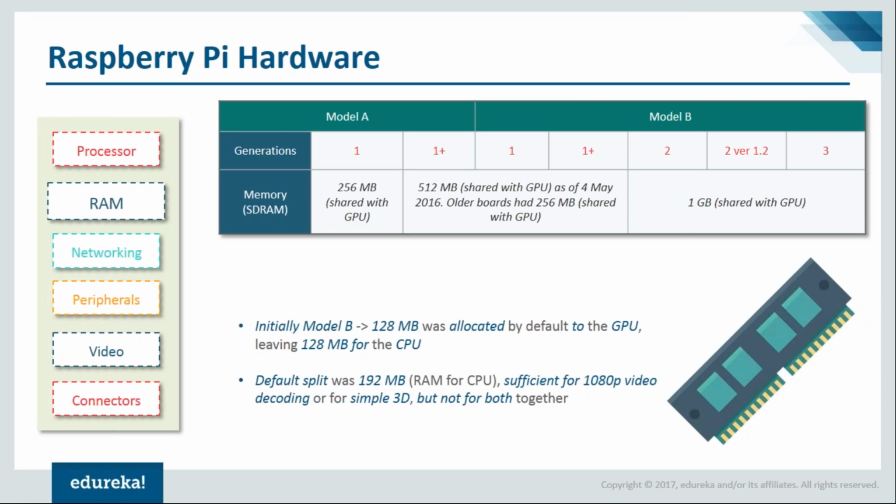Now, when you come to the memory, the first model of Raspberry Pi came with 256 MB RAM, which was shared by the GPU. But today with Raspberry Pi version 2 and 3, you have 4 times that. You have about 1 GB of RAM, which again is shared by the GPU as well. The default split was 192 MB RAM for the CPU, which was more than enough to play a full HD, that is a 1080p video, or perform simple 3D operations, but again not too complicated operations.